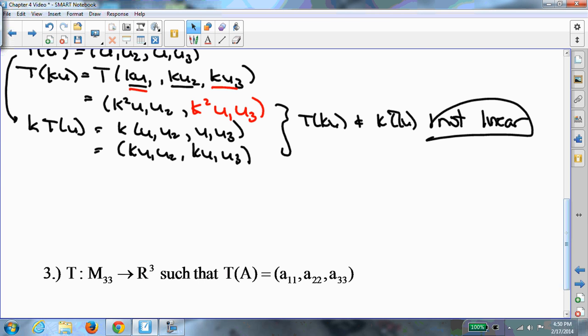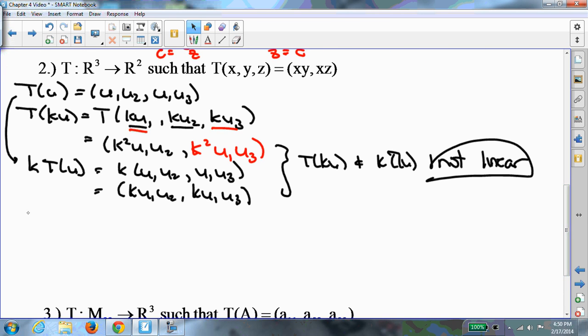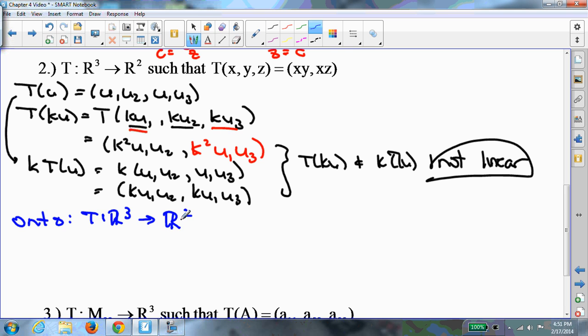Okay, then let's take a look at the others. Onto. So T goes from R3 to R2. And everything can basically be mapped onto. So T is onto, because I can define every possible element in R2 with xy and xz, depending on what x, y, and z are. Is it 1-to-1?